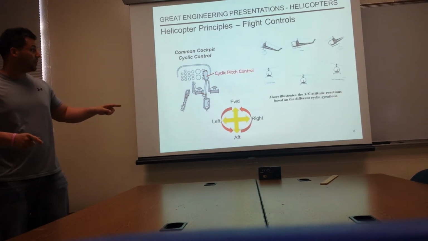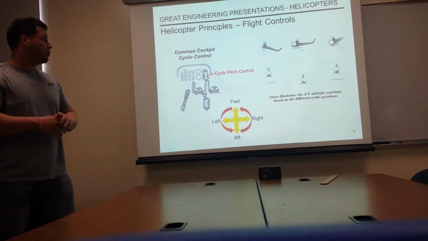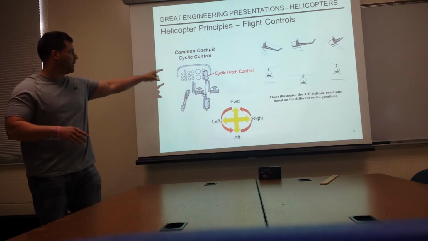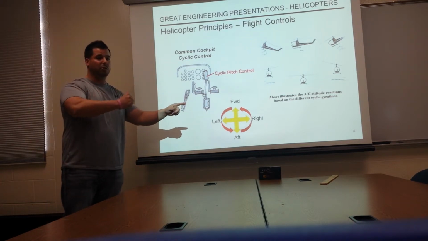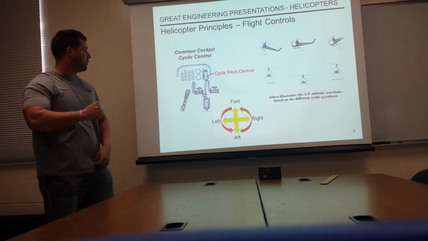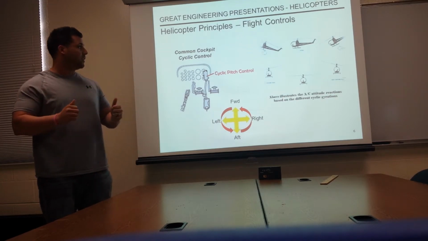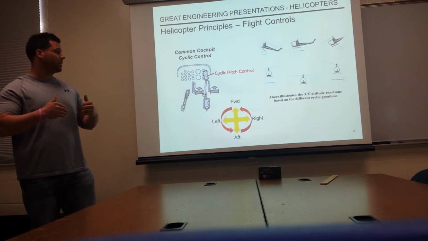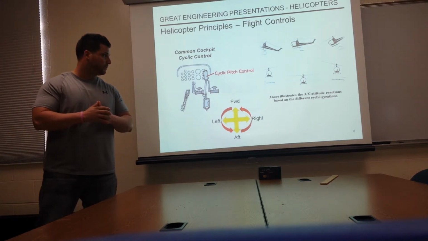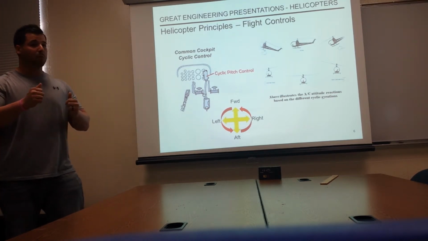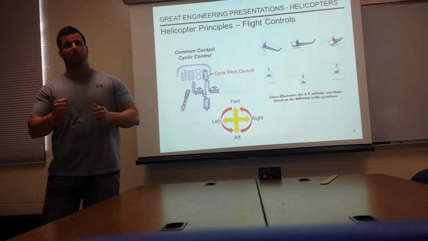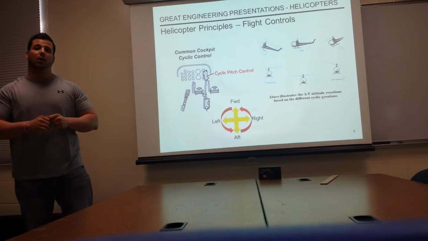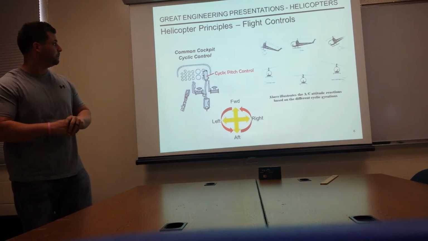The cyclic pitch allows the aircraft to change attitude. If you look at the diagram here, the cyclic pitch has a 360-degree rotation movement, which allows the aircraft to go forward, back, also known as aft, left, and right. Based on the gyration of the cyclic stick, that's the position that the aircraft takes in movement.